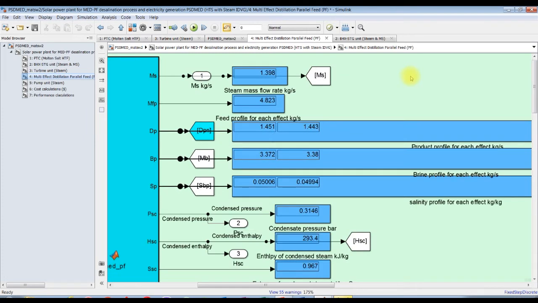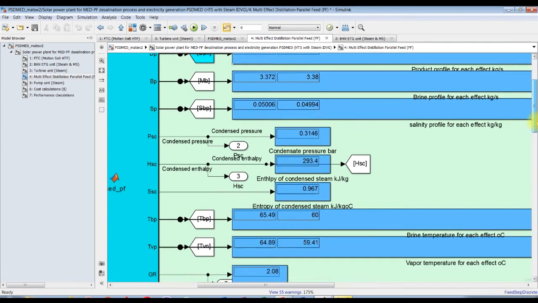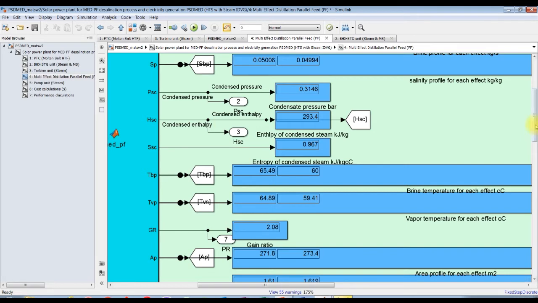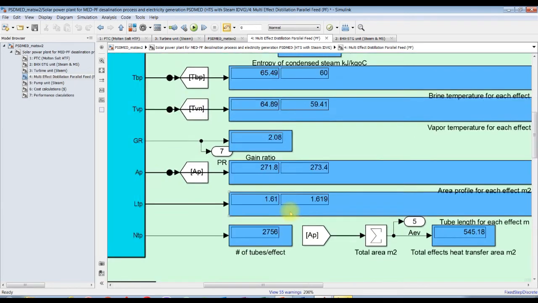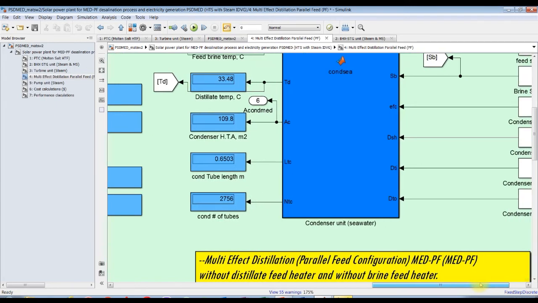This is MED. Yes, this is total steam flow rate. This total steam flow rate going for the steam cycle. This feed flow rate. This distillate profile per effect, because we are going to operate 2 effects. Brine profile, salinity profile. This pressure condensate. Entropies. This temperature profile for the blow down, vapor gain ratio for 2 effects, areas, length of the tubes inside each effect.